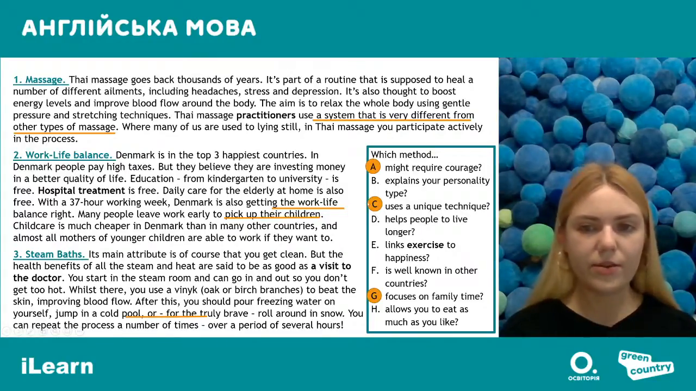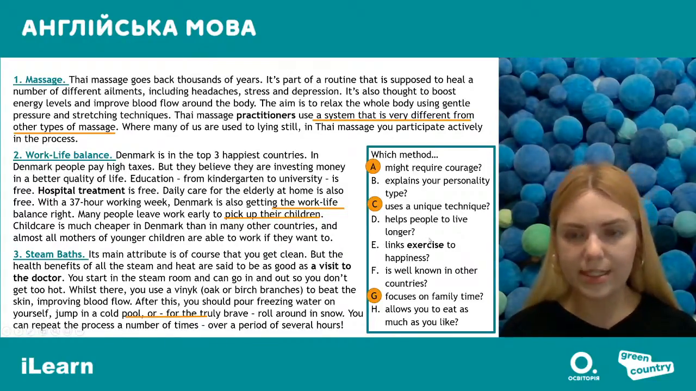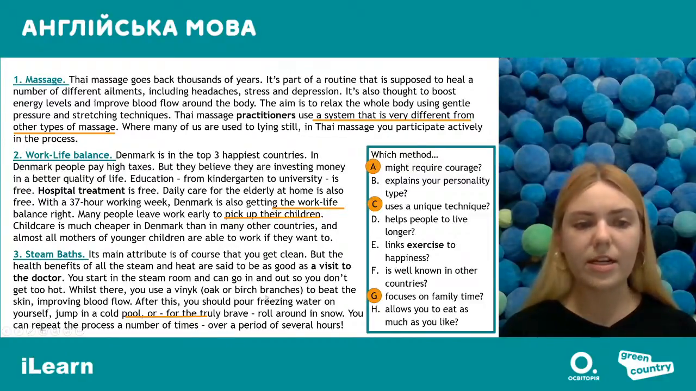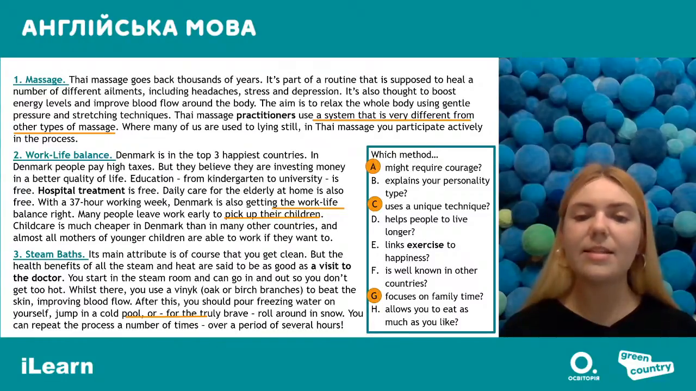And also a lot of people have chosen D, helps people to live longer. Again, it says that you can improve your health, but it doesn't say that it can help you live longer.